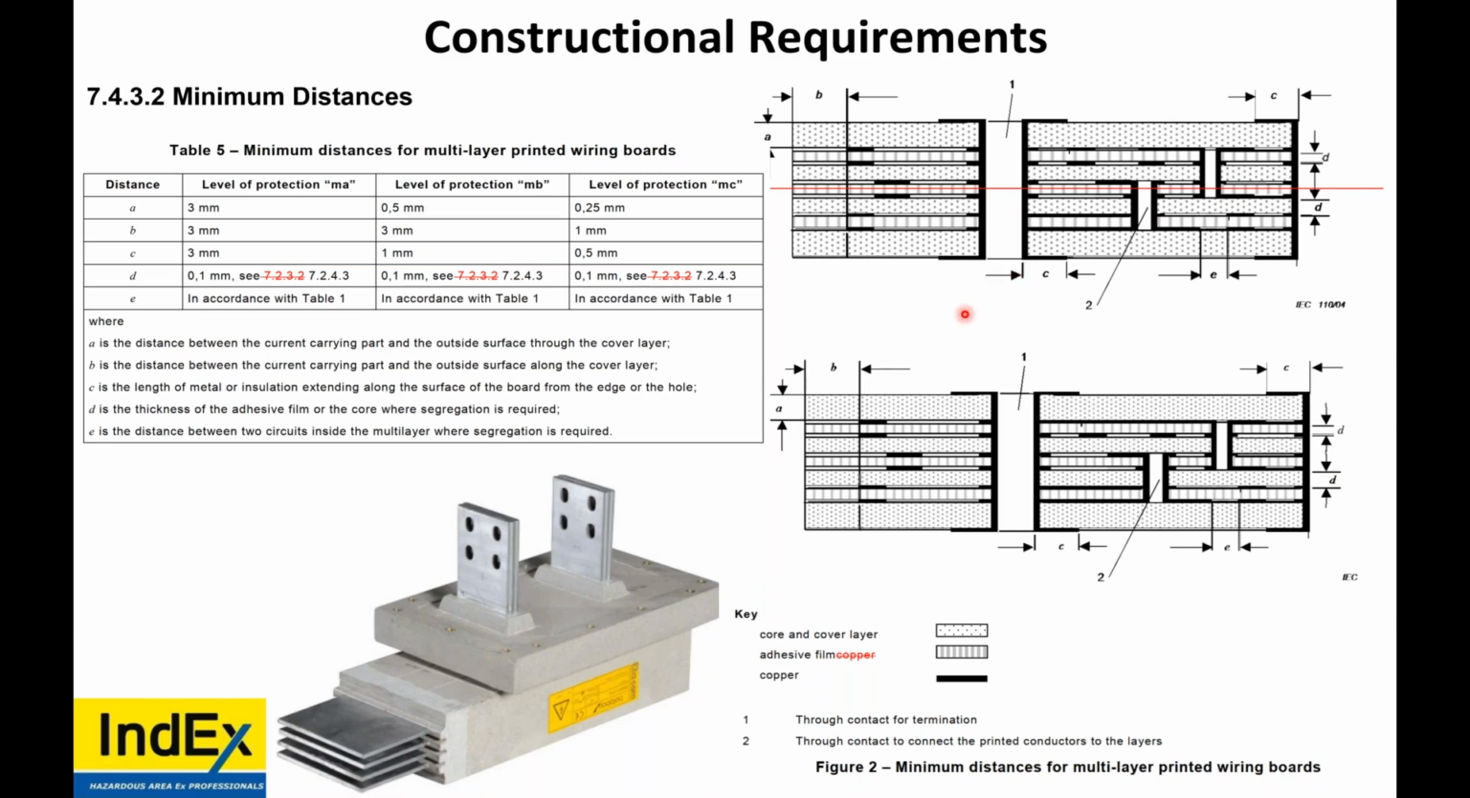So minimum distances for printed wiring boards. Now, this is not a circuit board, I know that, but it's an idea to show these distances. We're talking about creepage and clearance distances, segregation, and thicknesses of compound. There are requirements. Minimum for MA, 3 millimeters. So you're talking about a bigger circuit board. When you're talking about MC, you're down to 0.5 millimeters, 0.25 millimeters.